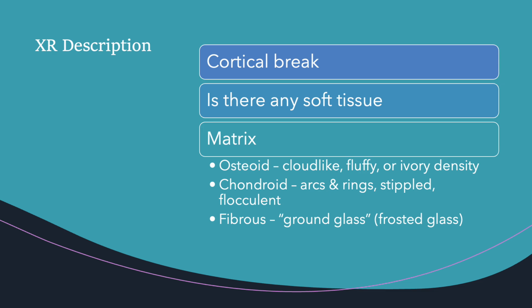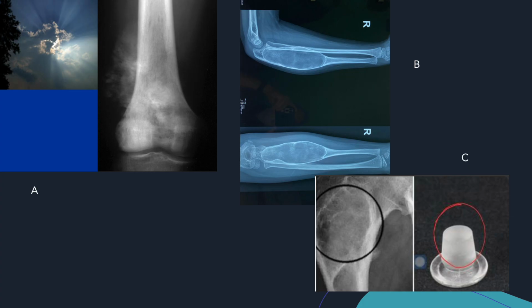Just like in figure A, we have this X-ray of the femur. There's a cloud-like appearance on the femur. For figure B, C, yes. Look at this ground-glass appearance encircled in red. This is fibrous dysplasia. Any fibrous lesions will have or may have a fibrous or ground-glass matrix.